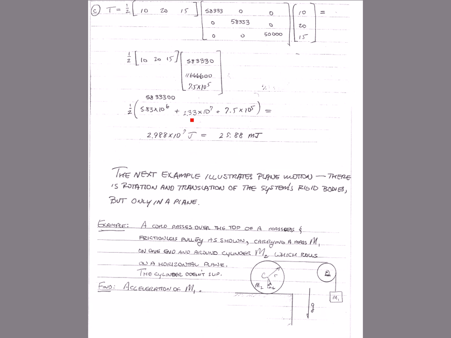Here's another example. A cord passes over the top of a massless, frictionless pulley as shown, carrying a mass M on one end and around a cylinder M2, which rolls in the horizontal plane, and the cylinder doesn't slip.